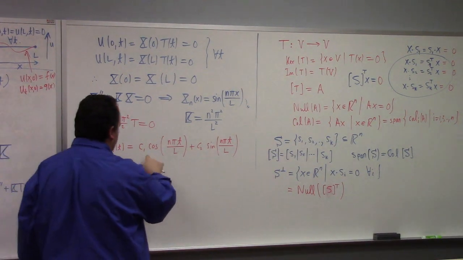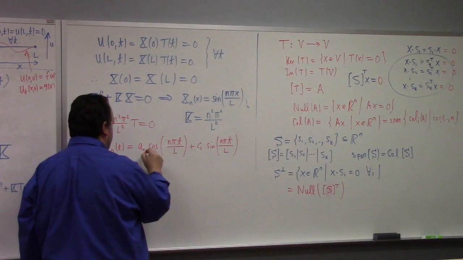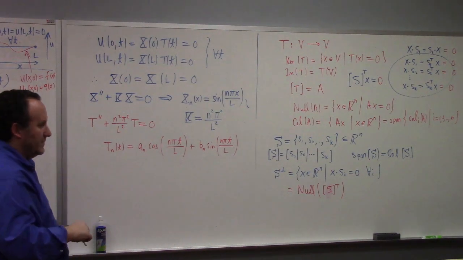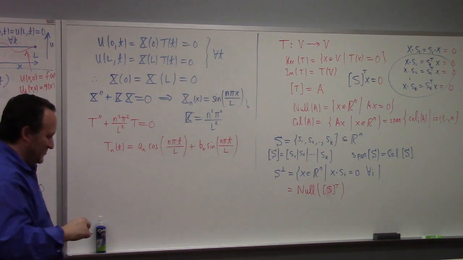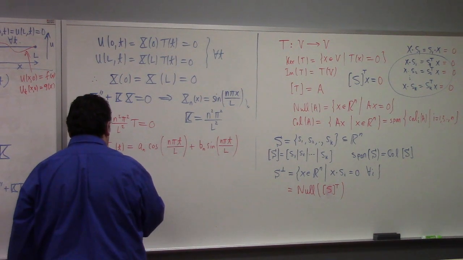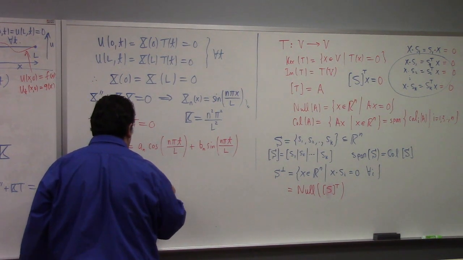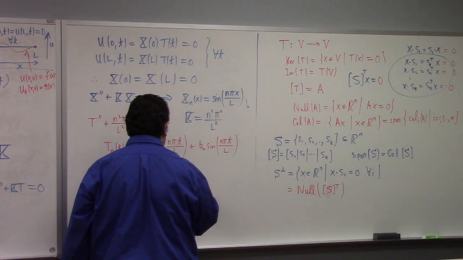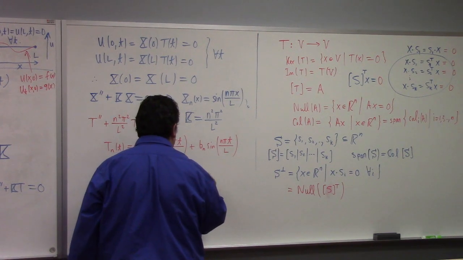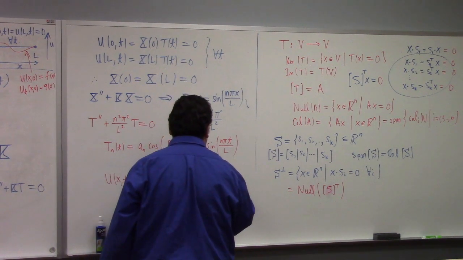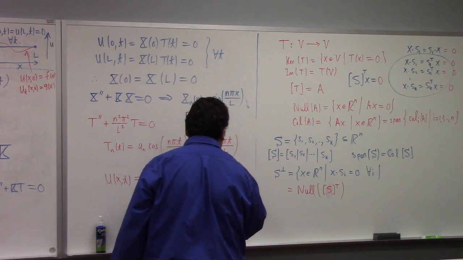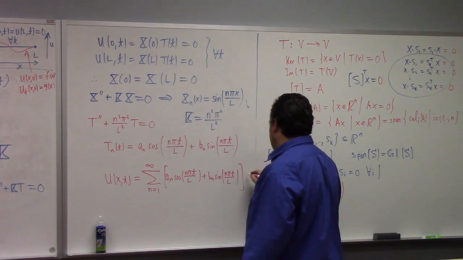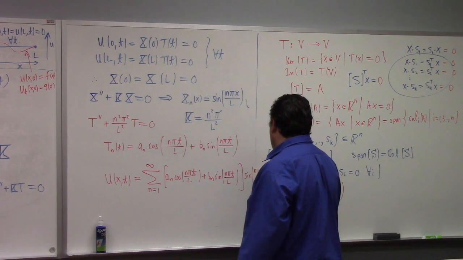And so to be clear, I really shouldn't use C1 and C2. I should do something like A_n and B_n. And so then what's my solution? Well, my solution is the following form. U of x,t is equal to the sum n equals 1 to infinity of (A_n cosine n pi t over L plus B_n sine of n pi t over L), all times the sine of n pi x over L.